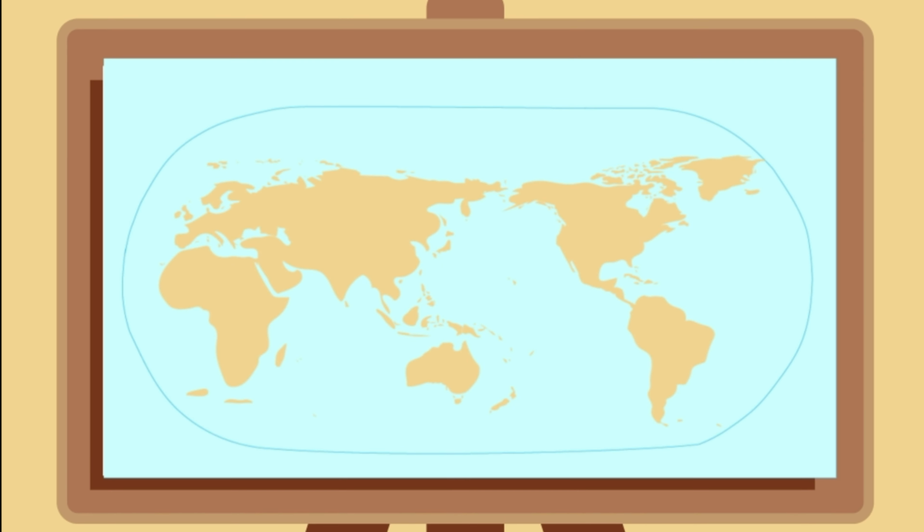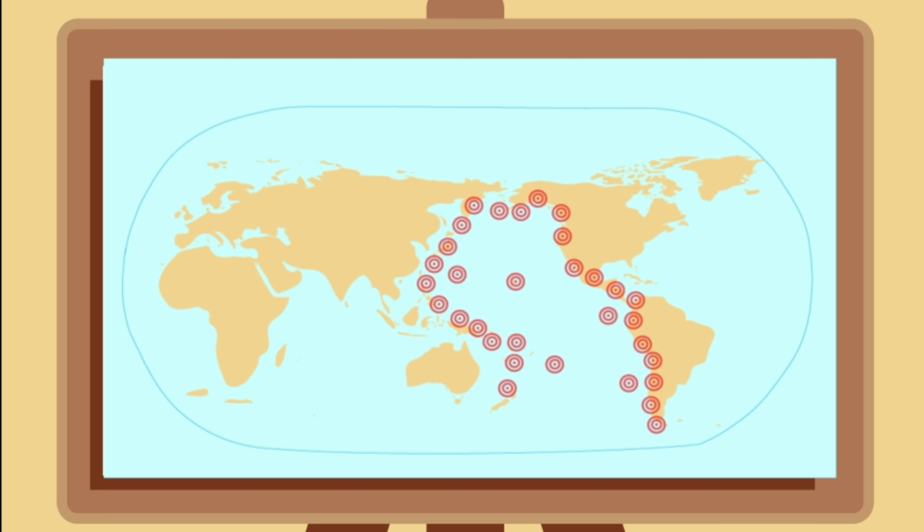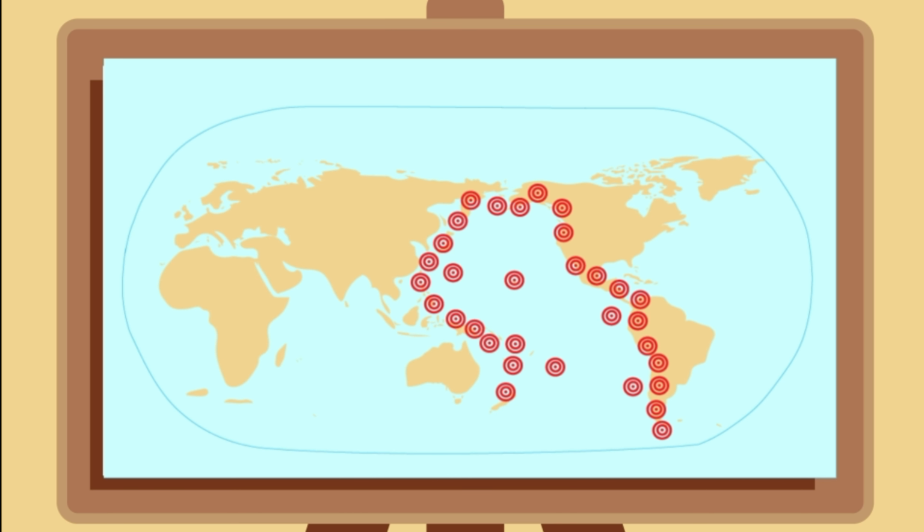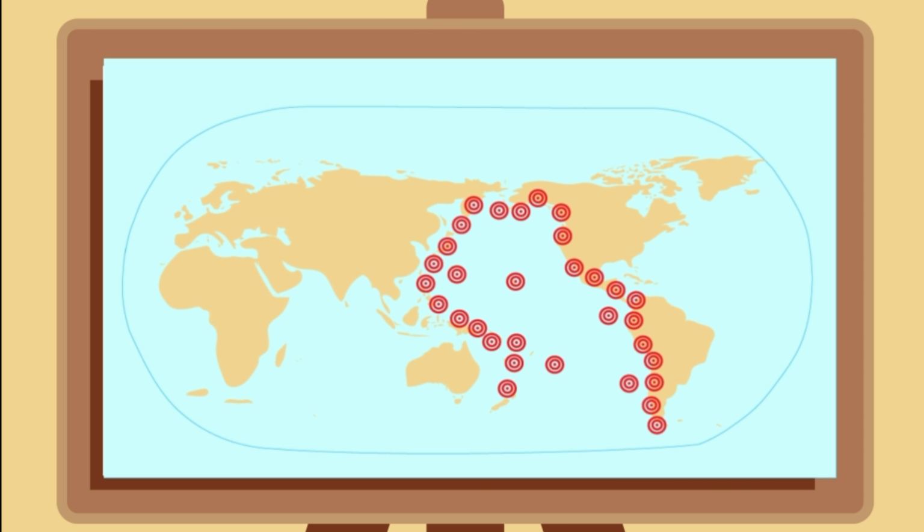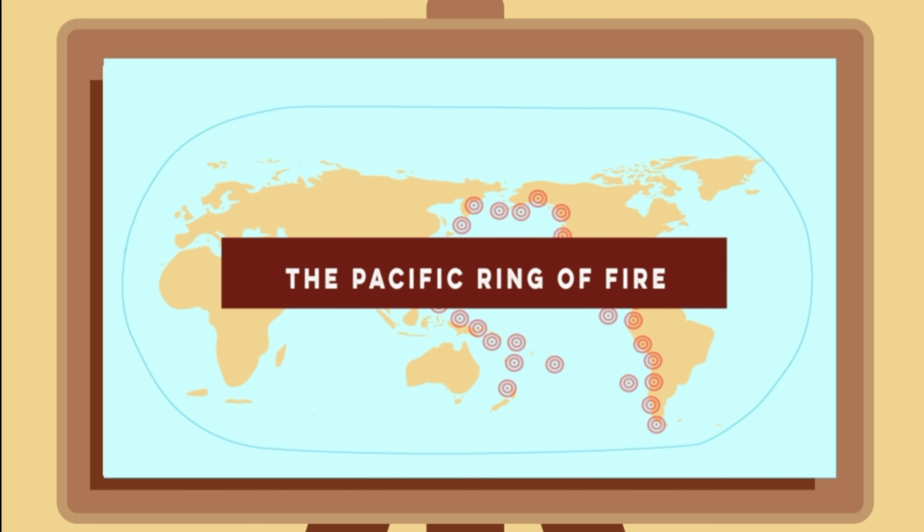If we zoom out and look at a world map, we can see a huge belt of volcanoes and earthquakes circling the edge of the Pacific Ocean. This is known as the Pacific Ring of Fire.